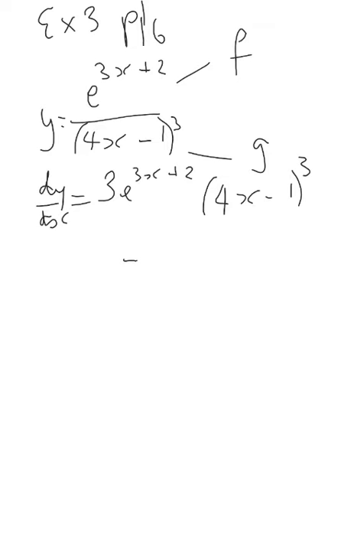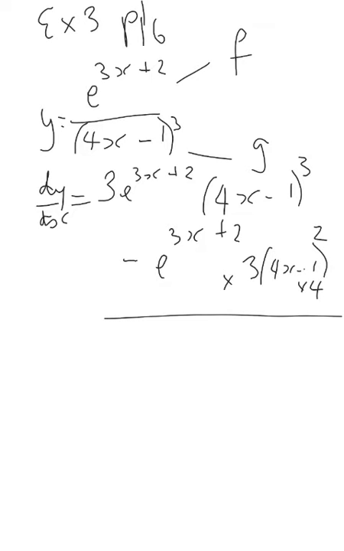Now subtract f left alone, which is e^(3x+2), multiplied by the derivative of the denominator. So this is the chain rule, 3 bracket 4x−1 from the power gives you 2, and remember to multiply this by 4 because that's the coefficient of x. All of that is divided by ((4x−1)^3)^2, so that's the power of 6.